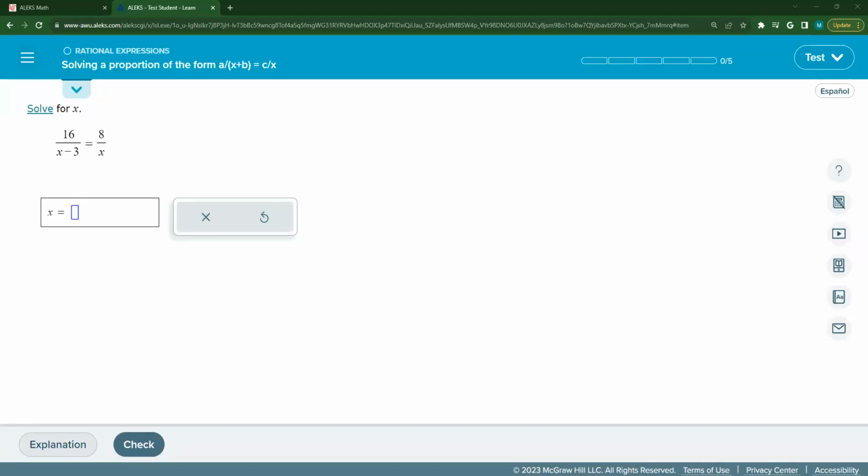Okay, so solving a proportion in the form a divided by x plus b equals c times x. Anytime you have a proportion, that means you have a fraction equals another fraction. That is the one time that you are allowed to cross multiply. So we are going to write a problem.